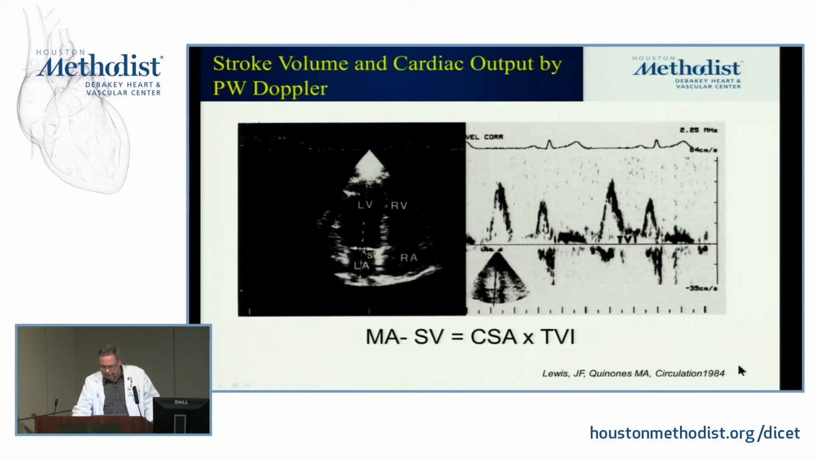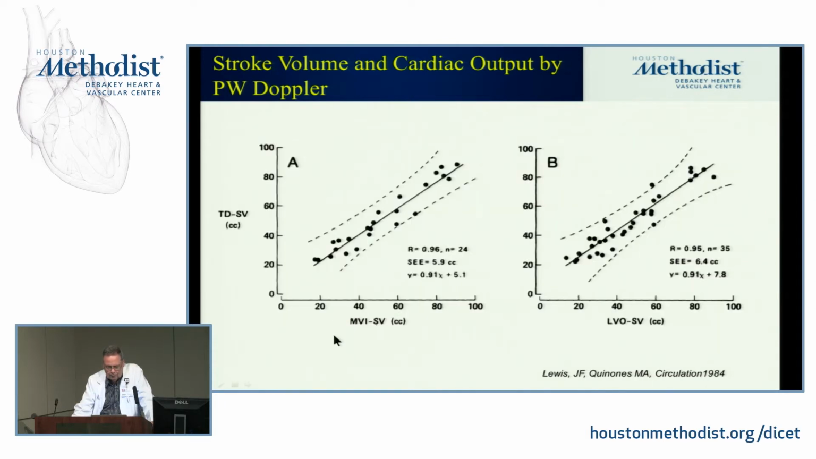And back in 1984, when I used to have a mustache and be a lot younger, Dr. Janet Lewis, who is now professor of medicine in Washington, was a fellow. We published the cardiac output stroke volume method, both for the LVOT and, in the same paper, for the mitral annulus. And this was from the paper. These were the correlations that were obtained.